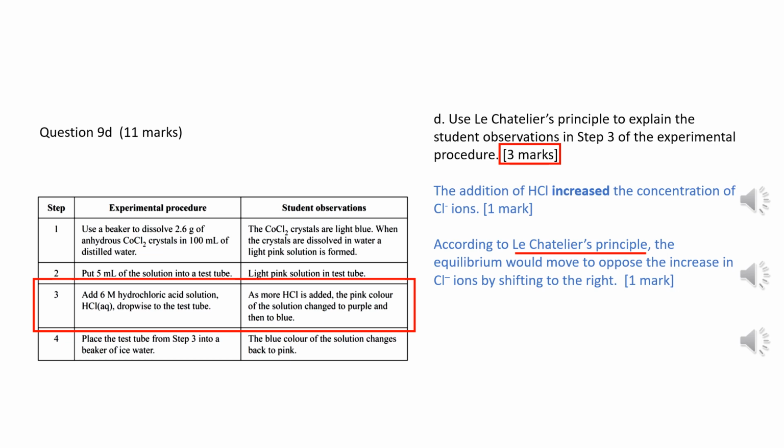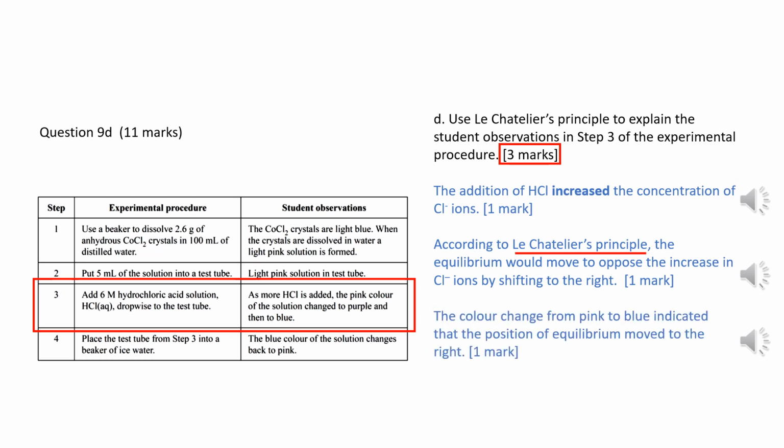However, this scientific conclusion was not an observed phenomenon. Therefore, to translate this scientific conclusion, the equilibrium would move to oppose the increase in Cl ions by shifting to the right, into a color change, you would write: the position of equilibrium moved to the right.